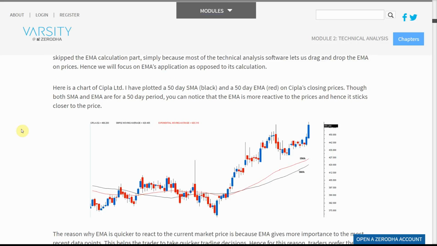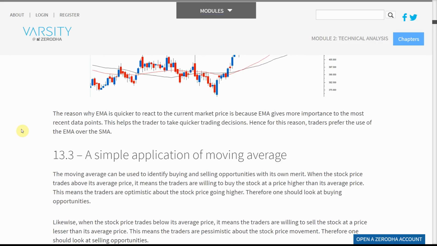The reason why EMA is quicker to react to the current market price is because EMA gives more importance to the most recent data points. This helps the trader to take quicker trading decisions. Hence, for this reason, traders prefer the use of the EMA over the SMA. 13.3 A simple application of moving average.